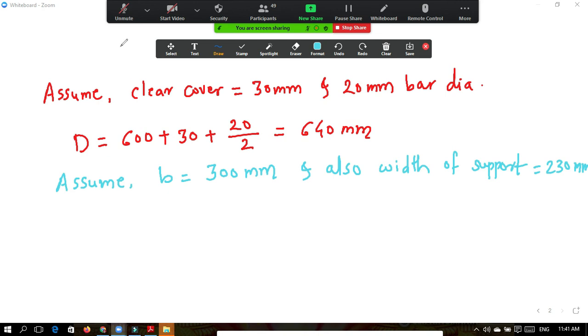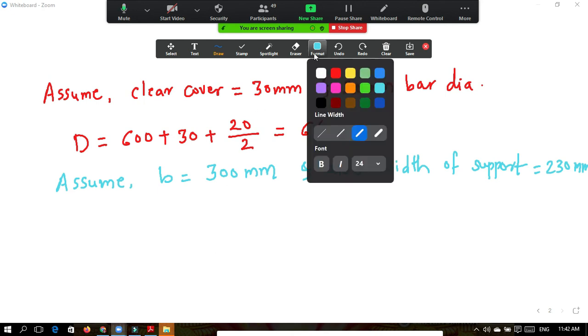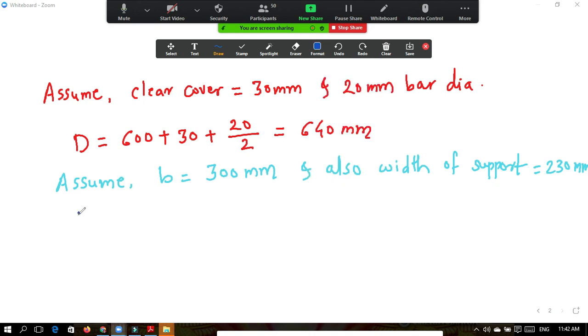So now width of beam is 300 mm and width of support is 230 mm. So after this we are going to do the load calculations. So we will finish up to this one today. Now load calculations we will do and we will stop over here, and in the next lecture we will take the remaining part. So for the load calculations now, what is our overall size?